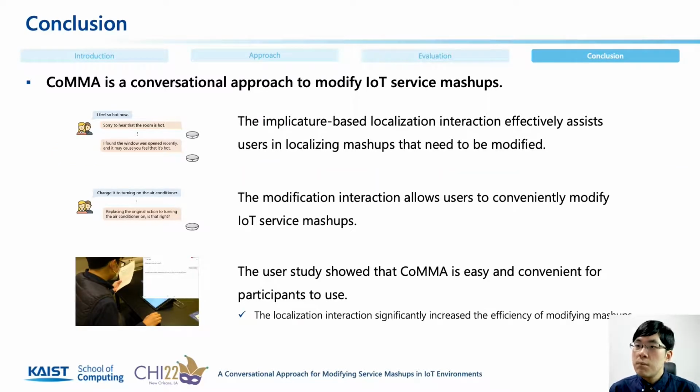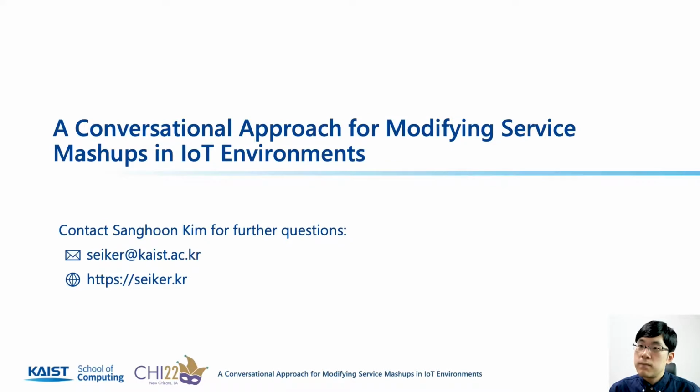We presented Comma, a conversational approach to modify service mashups. Comma has a 2-step process, the localization and the modification interaction for users to easily modify mashups. Our user study showed Comma is easy and convenient to use. In particular, the localization interaction was effective for modifying mashups.